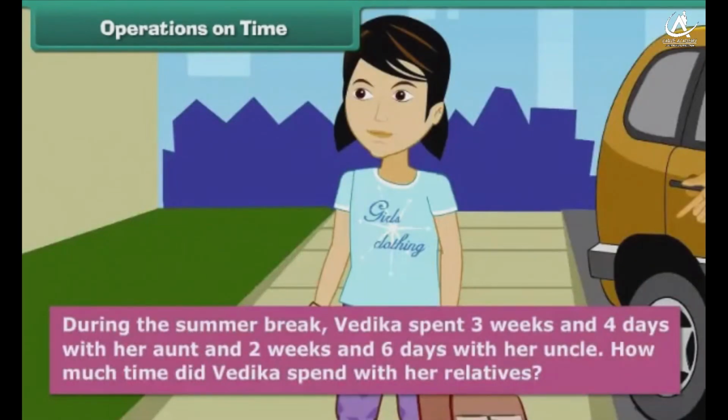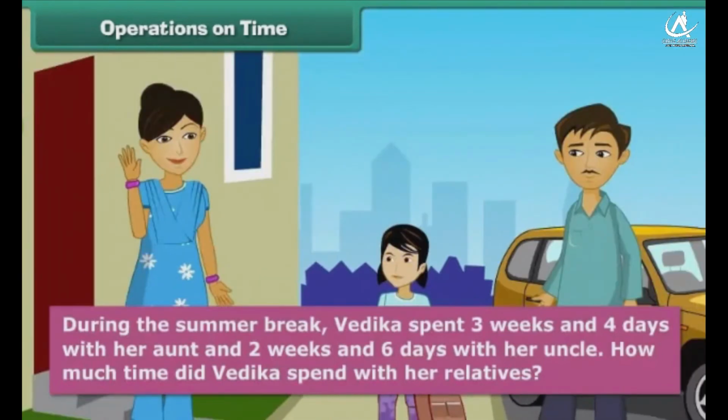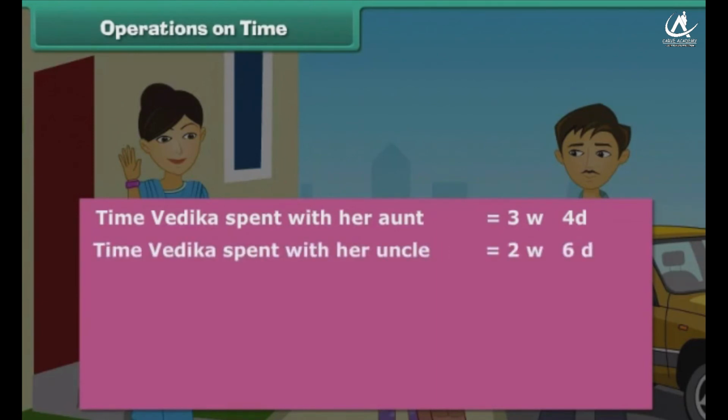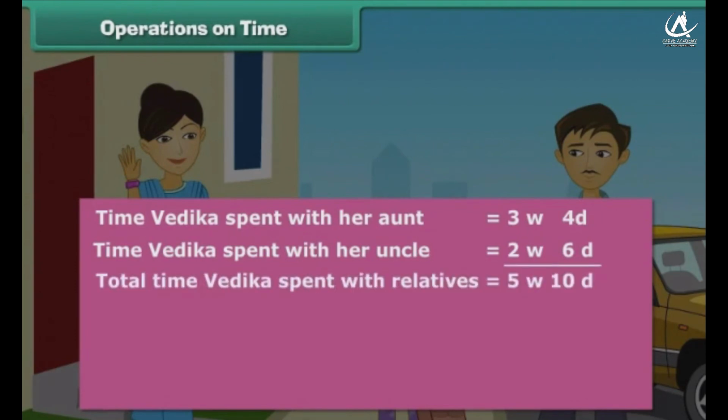During the summer break, Vedika spent 3 weeks and 4 days with her aunt and 2 weeks and 6 days with her uncle. How much time did Vedika spend with her relatives? Time Vedika spent with her aunt is 3 weeks, 4 days. Time Vedika spent with her uncle is 2 weeks, 6 days. Total time Vedika spent with relatives is 5 weeks, 10 days.